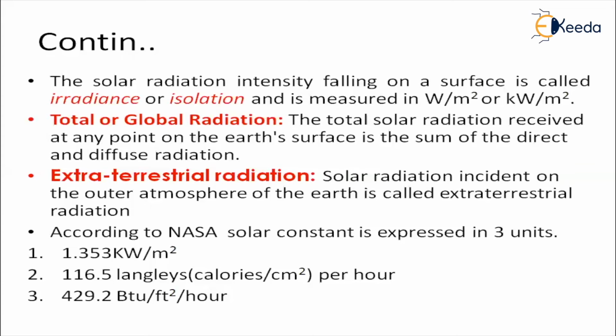Now this same solar constant is expressed in kilowatt per meter square. If it is converted to kilowatt, we know that it is 1.353 kilowatt per meter square. Another way we can say it is 116.5 lakh calorie per centimeter square per hour, or in British units, 429.2 BTU per feet square per hour. So according to NASA, the solar constant can be expressed in three ways, and that is given here.